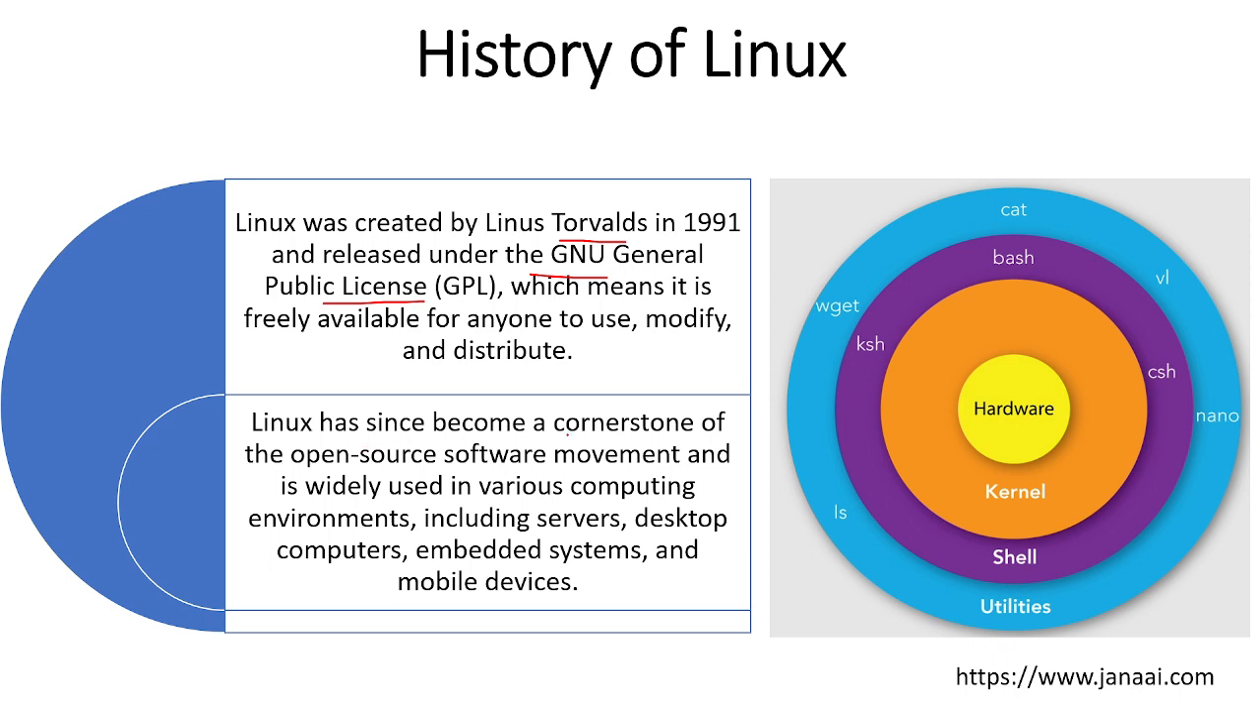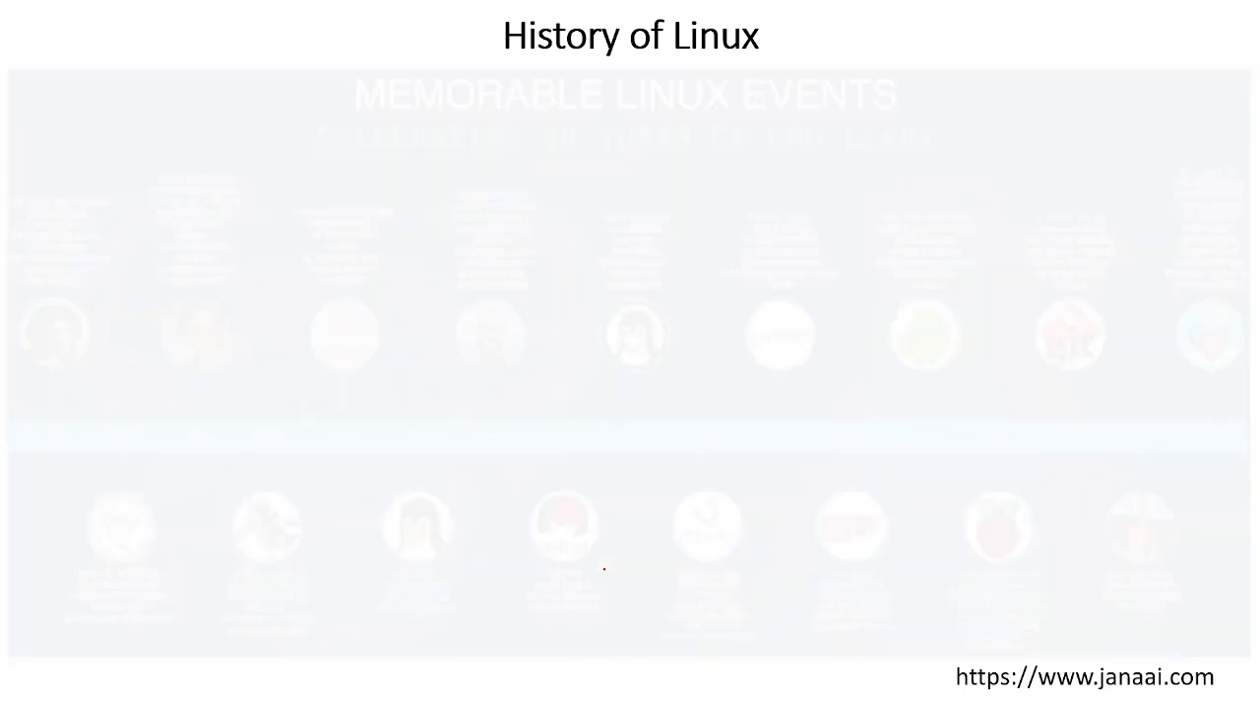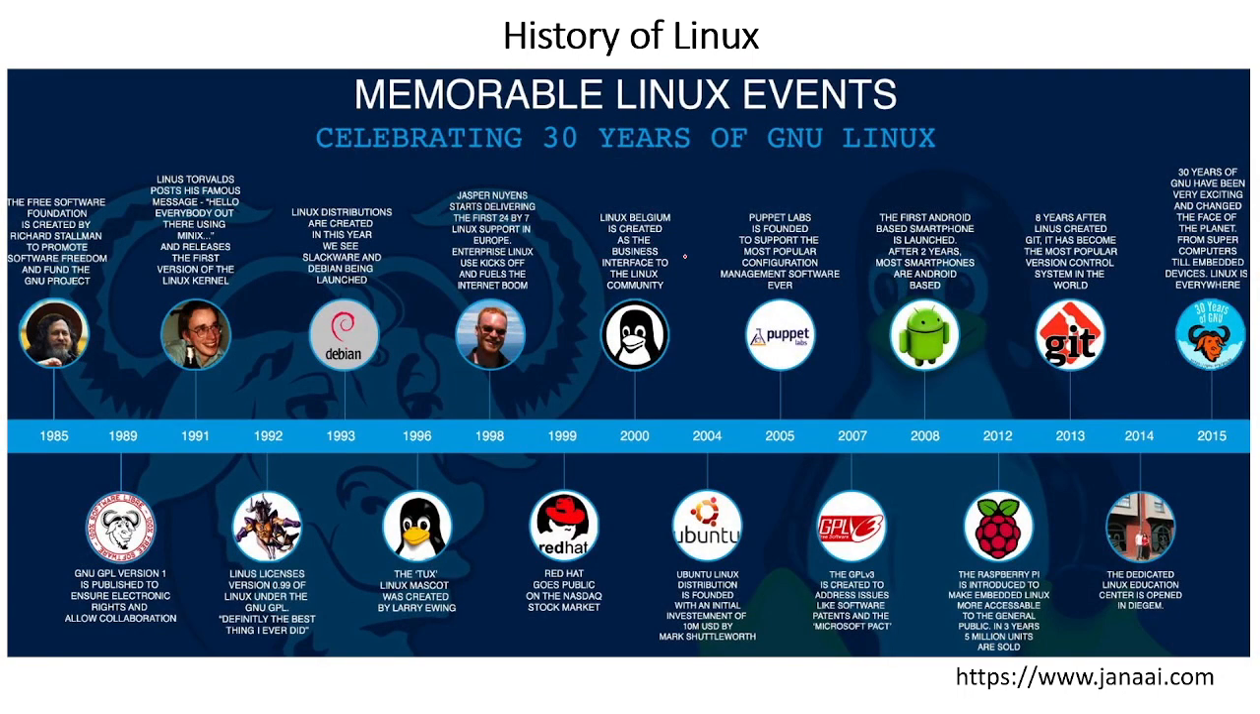Linux has since become a cornerstone of the open source software movement, and is widely used in various computing environments, including servers, desktop computers, mobile devices, and embedded systems. It's very popular and widely used in corporate servers, web servers, as well as supercomputers, desktop computers, embedded systems, and mobile devices. Everywhere, this Linux operating system is used. So let's talk about how Linux was created and the main history of Linux.